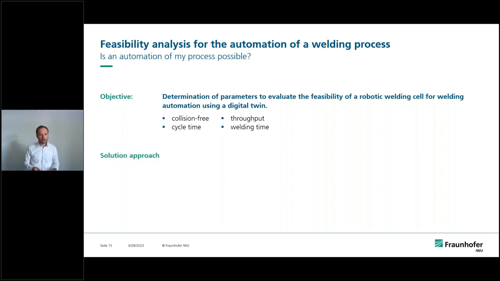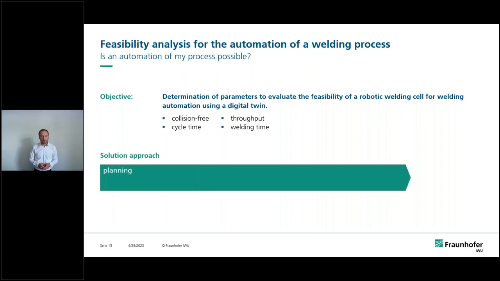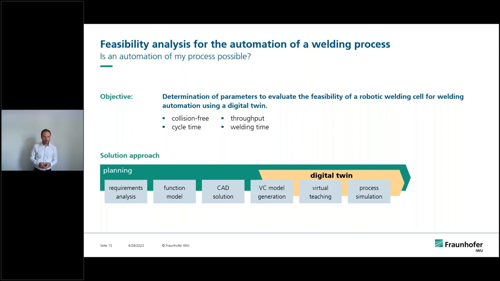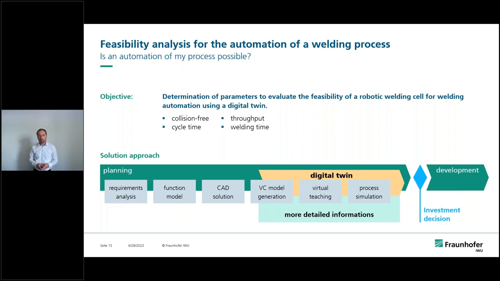And what was our solution approach here? In the planning phase, we first did a requirements analysis, then we built up a functional model for the functions we need to realize the process. We built up a CAD solution at first, and then we set up our digital twin with the generation of the virtual commissioning model. We did a virtual teaching of this model of the control, and then we had a process simulation with the goal of more detailed information for a later investment decision. And when it's positive, we can also use our digital twin for the development phase that is now in the ongoing design process of our machine.